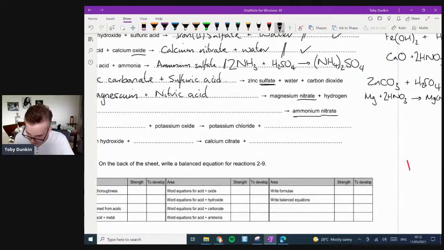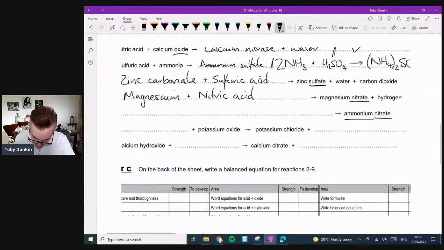Right, this is a clever one, ammonium nitrate. So we know that we've got to have added ammonia.